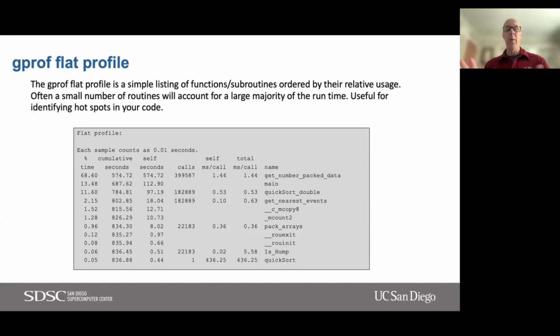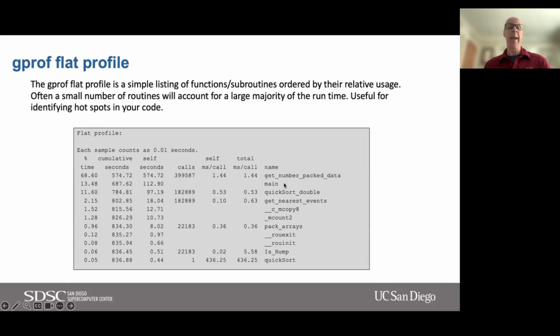So what we're looking at here is a real gprof output. This is from a collaboration that I did with the J. Craig Venter Institute, improving the performance of a flow cytometry code. So don't really worry about the specific names. Just look at the relative usage of each of these. So our flat profile starts off by showing us in the first column the percent time that routine used. So we could see that get number packed data, that first routine, used 68.6% of the time.